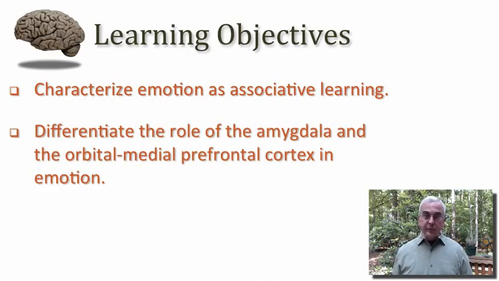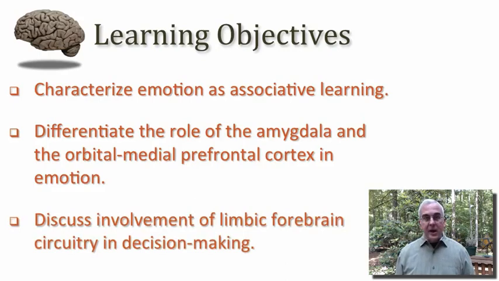And two particular brain centers that we'll spend much of our time talking about today are the amygdala and the orbital and medial sector of the prefrontal cortex. So I want you to be able to understand how these structures participate in the experience and expression of emotion, and I'd like for you to be able to differentiate the role that each might play.